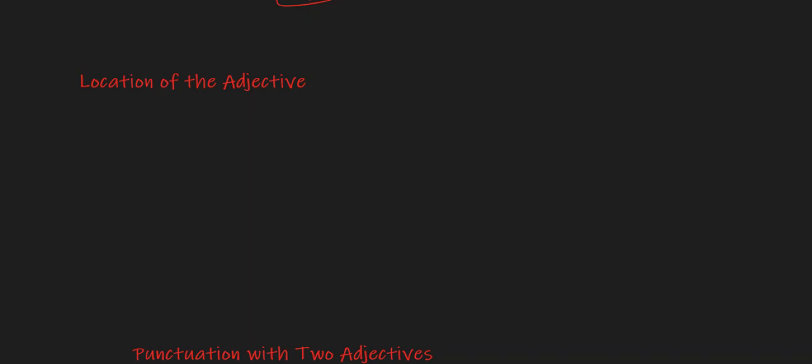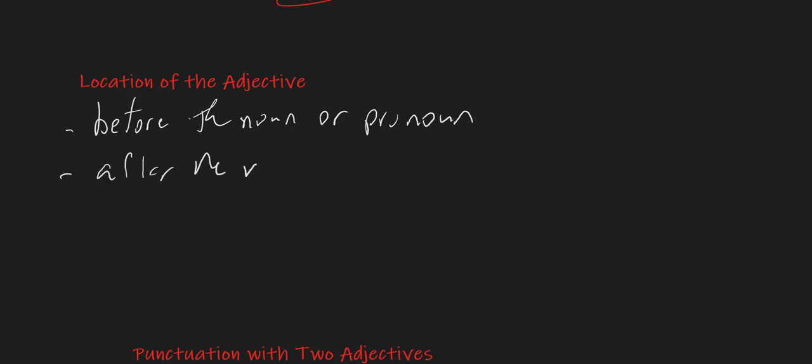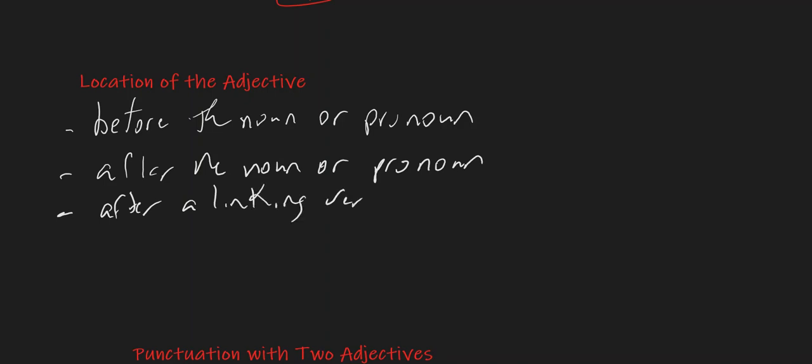Now the third question you might ask about adjectives is where are they usually located? They're usually before the noun or pronoun. But sometimes they can appear after the noun or pronoun, and sometimes they might appear after a linking verb. In this case, it's termed a predicate adjective.